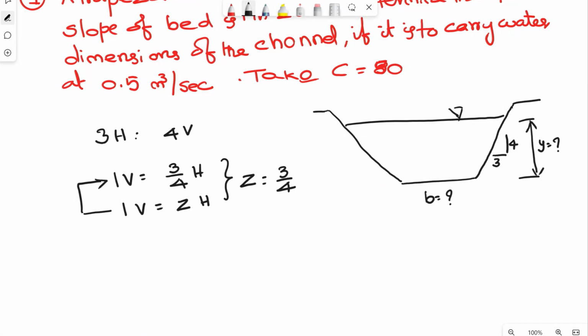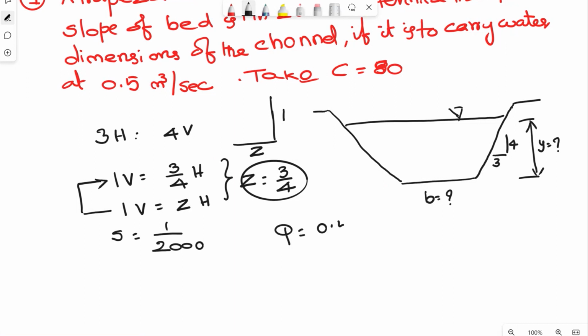Whenever it is given like that, for us the slope is always like this: this is 1, this is Z. So if it is given 4 and 3, then if I make it 1, naturally it is 3 by 4. So this is the first thing, Z is known. Then they have also given 1 by 2000. Then he has given Q is equal to 0.5 meter cube per second. Then what more he has given, C is equal to 80. These are the things they have given.